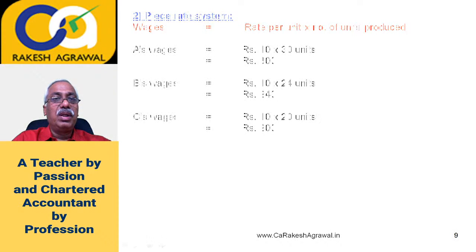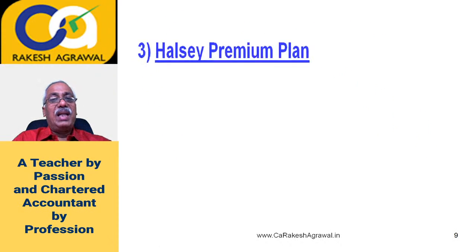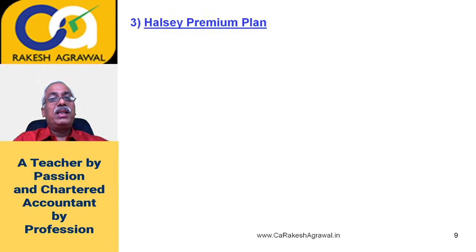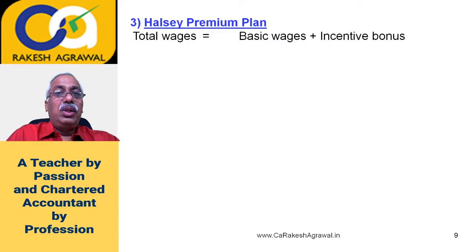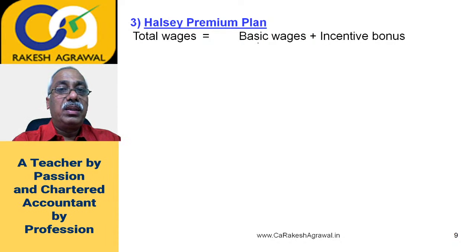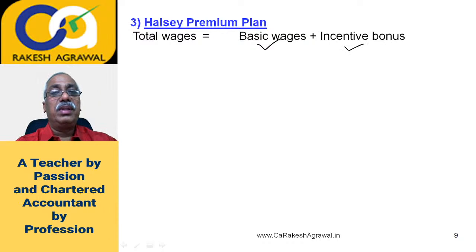Now, we move ahead to the third. Third is the Halsey premium plan. These are also known as bonus systems, or incentive schemes. Incentive and bonus all mean one and the same. So the Halsey system and Rowan system are known as incentive schemes or bonus schemes. We'll first study Halsey. Here the total wages are divided into two parts. One part is basic wages, another part is the incentive bonus.